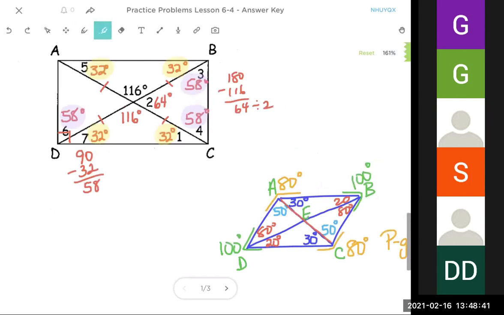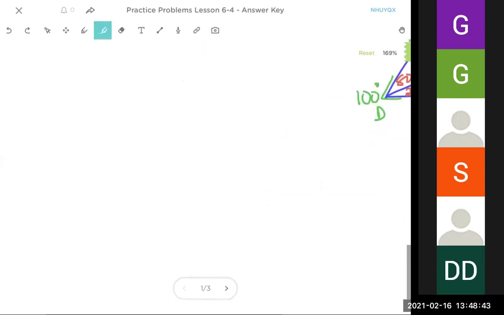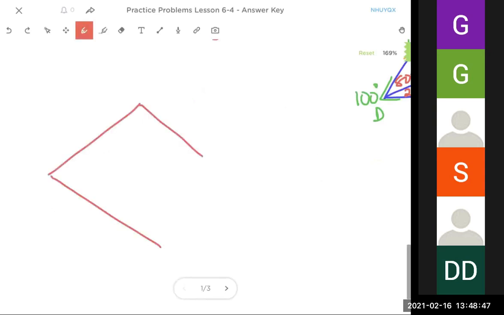All right, and then one last problem. Ooh, we're almost out of time. With a kite, which diagonal is the line of symmetry? Lily, which diagonal is the line of symmetry?